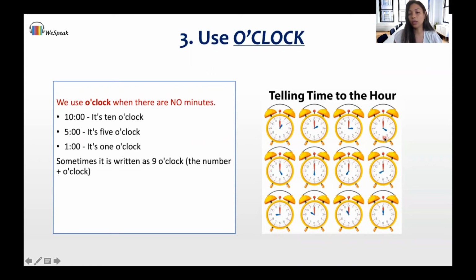It's 4 o'clock. It's 5 o'clock. It's 6 o'clock. It's 7 o'clock. It's 8 o'clock. It's 9 o'clock. It's 10 o'clock. It's 11 o'clock. It's 12 o'clock. Or it's midnight. Midnight.